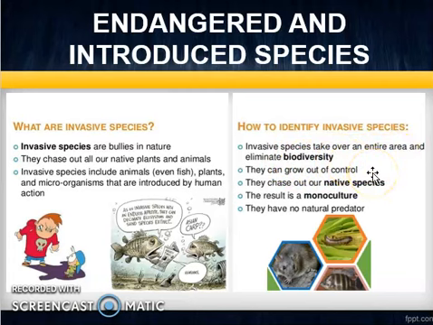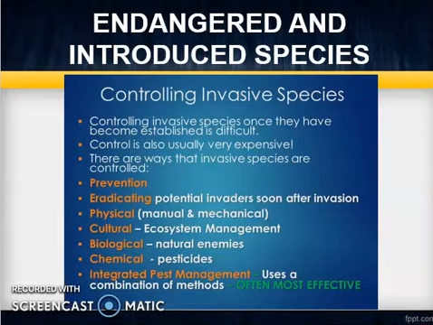The second one, in terms of its identity, they belong to the invasive species, they can grow out of control, they chase out our native species. The result is monoculture, and lastly, in terms of identity, invasive species have no natural predator. Now, how do we want to control invasive species in terms of the control method.